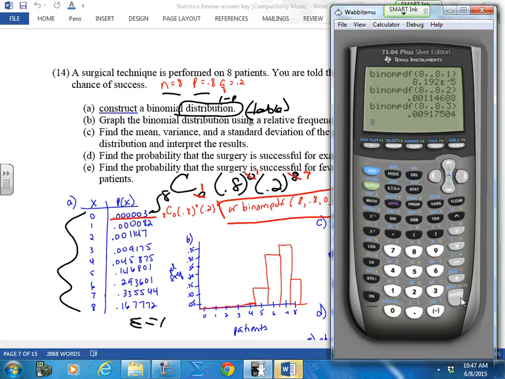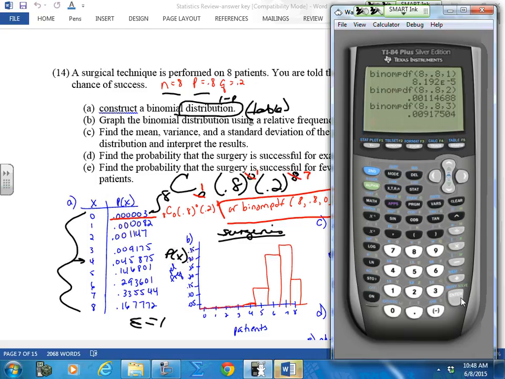From this, you could make your graph as well. This is like your relative frequency here. These are your x values. These are your relative frequencies. This is your p of x. And notice these are hardly anything here. Until we probably hit number 4. We get a little bit less than 0.05.